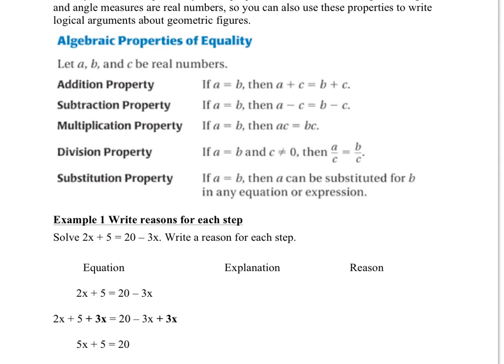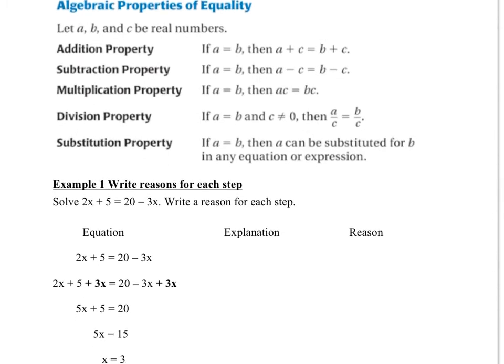So looking at the algebraic properties of equality, the addition property is where you can add the same thing to both sides of an equal sign. Subtraction, subtract the same thing from both sides of an equal sign. Multiplication, same thing, multiply the same thing to both sides. Division, can divide the same thing to both sides. And substitution is where you can substitute a value for another one in any equation or expression.